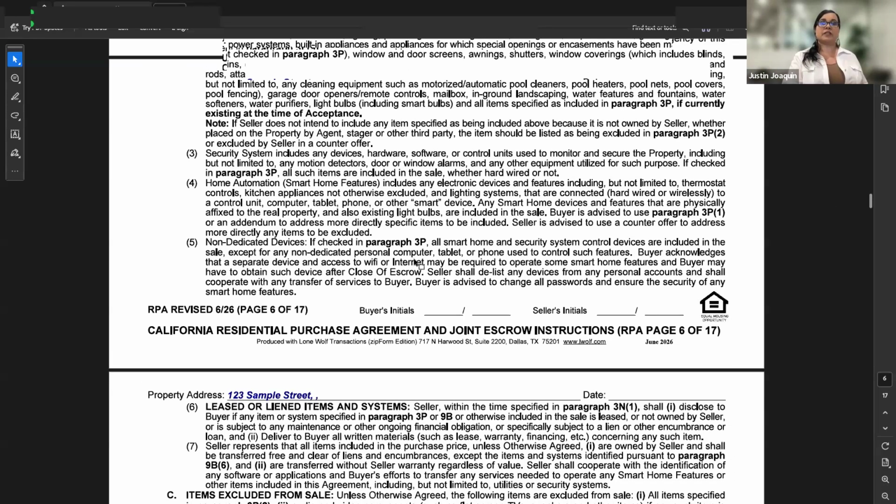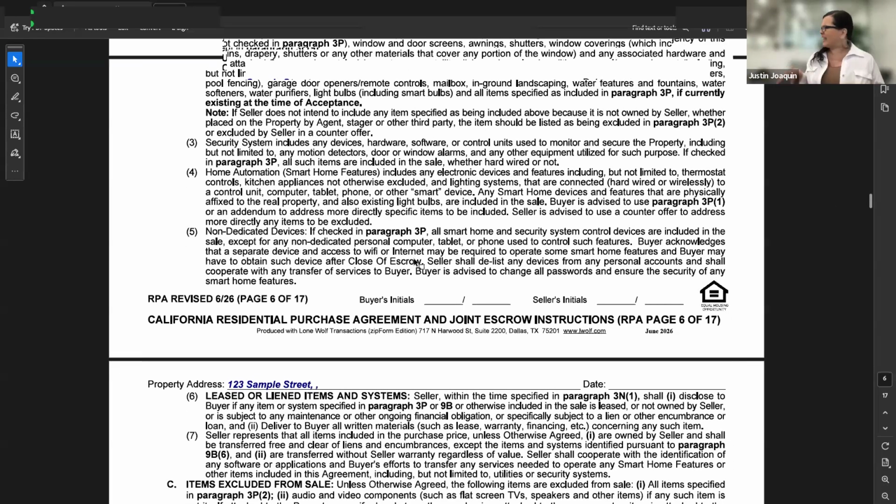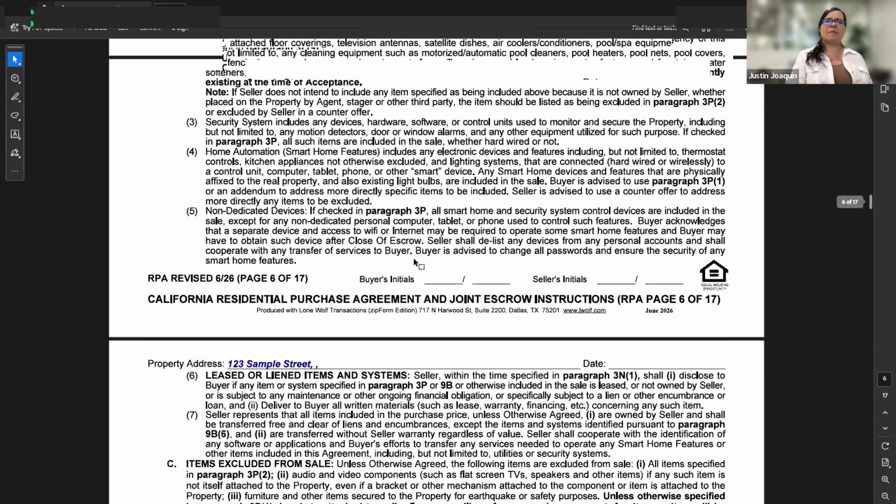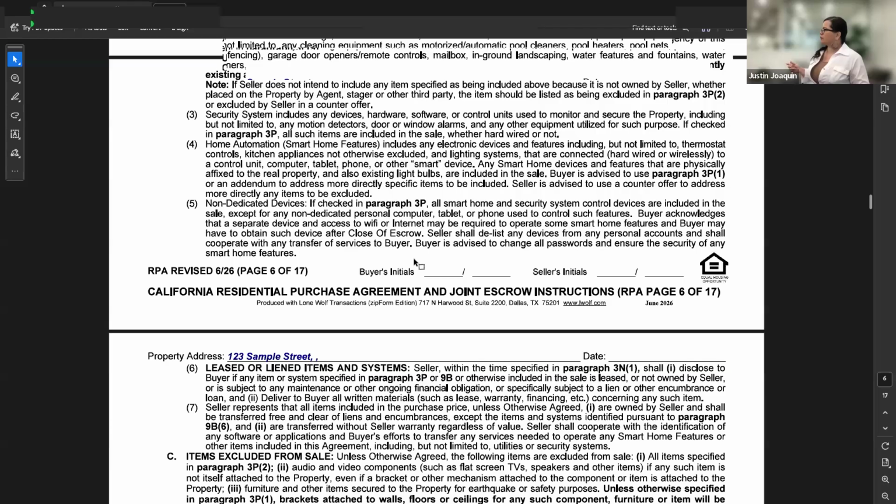3 talks about security systems. There's a lot of those new techie motion detectors and all that. Those are included. Home automation systems like smart home features, you know, those Ring doorbells. And now you can have those Nest thermostats. All of that's included. Those smart devices.